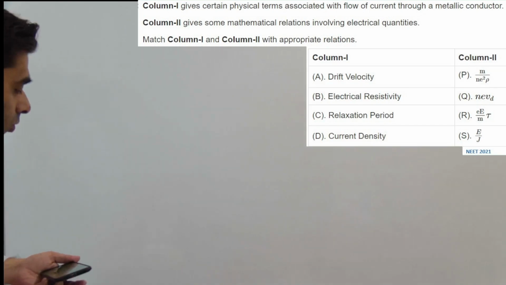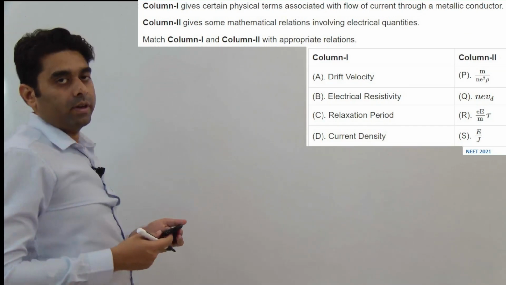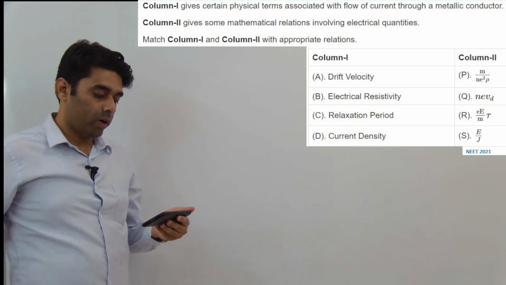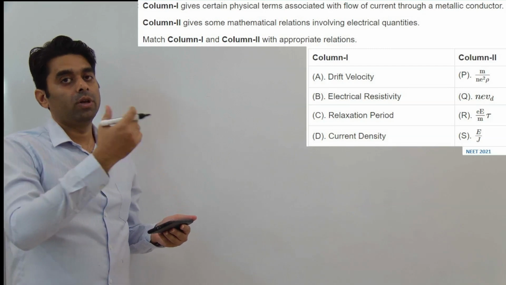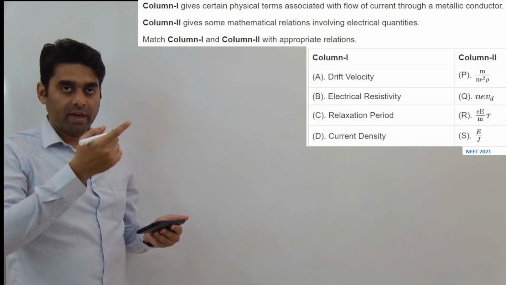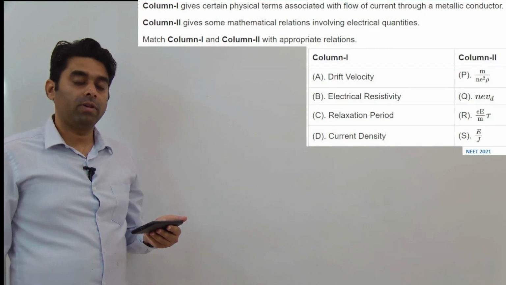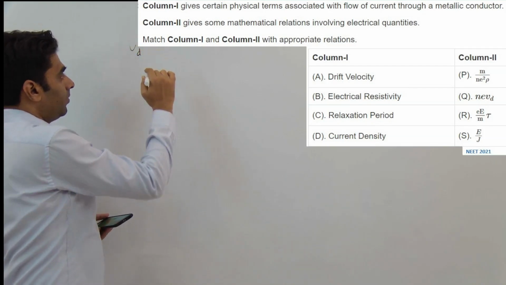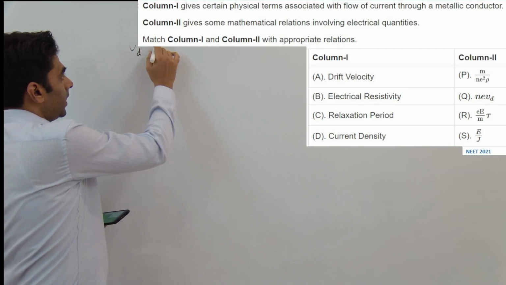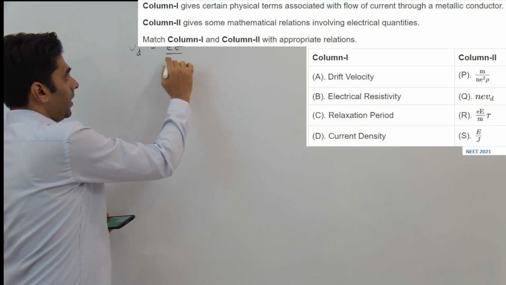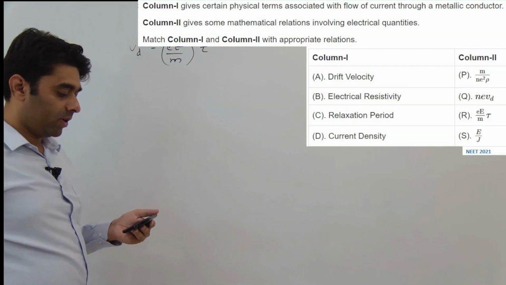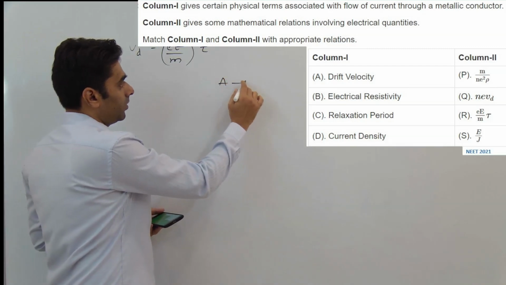Yeah. So our question is basically a match the column. In column 1, some quantities are given to you and we have to match them with the relations given in column 2. First is drift velocity. Drift velocity Vd is given as E by m into tau, right? Which option is it? R option. So A is R.